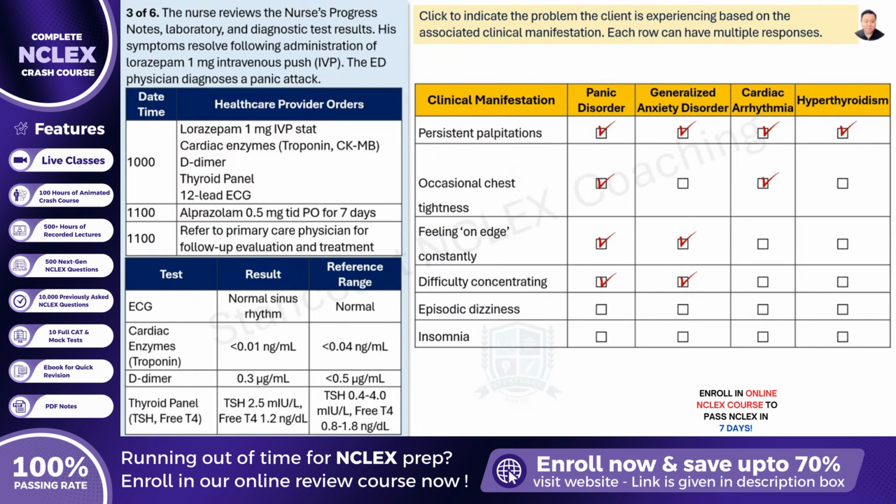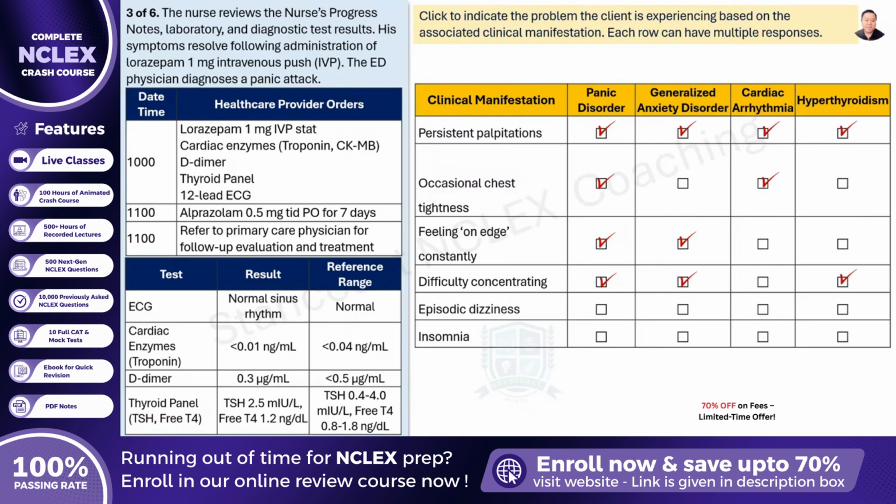Now, difficulty concentrating is also associated with hyperthyroidism, because an overactive metabolism can make people jittery. It's going to make them scattered, like having too much caffeine. So yes, it can impair focus even if labs are normal. All right, so let's put a check right there.